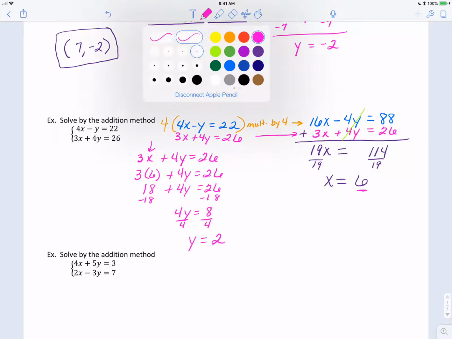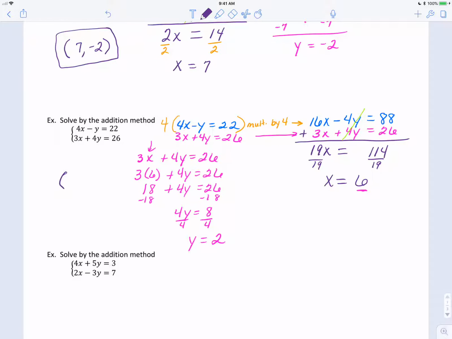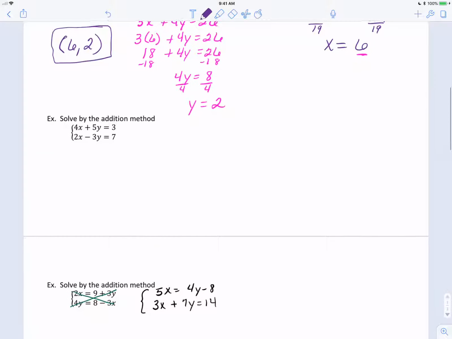So now we know the ordered pair that satisfies this system of equations is (6, 2). Remember, your x value always goes first when you write that ordered pair. And you can go substitute that back into both of the original equations and make sure that what you've got is true.